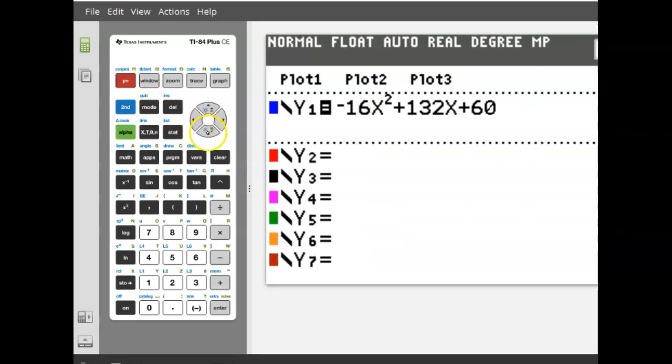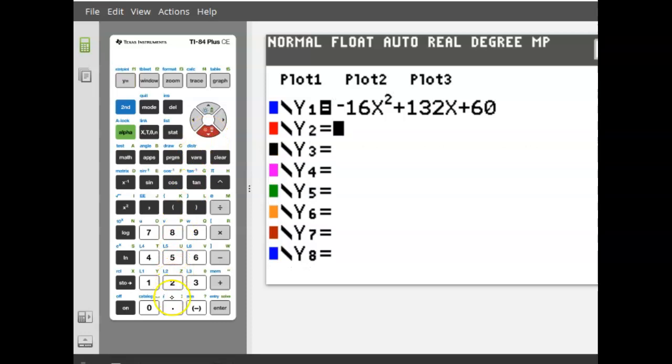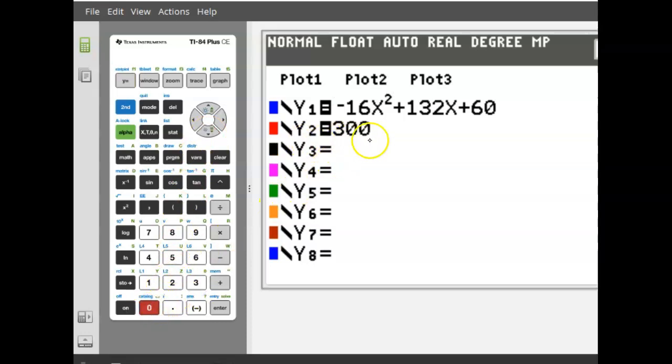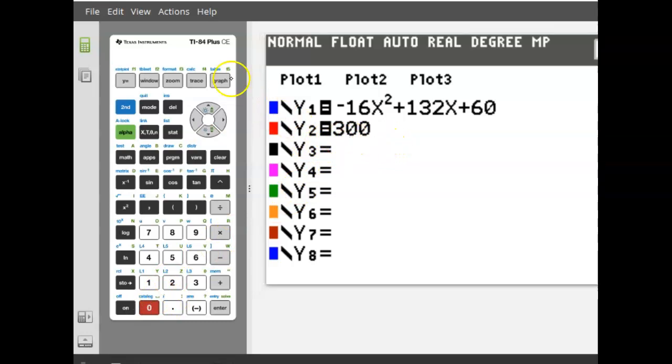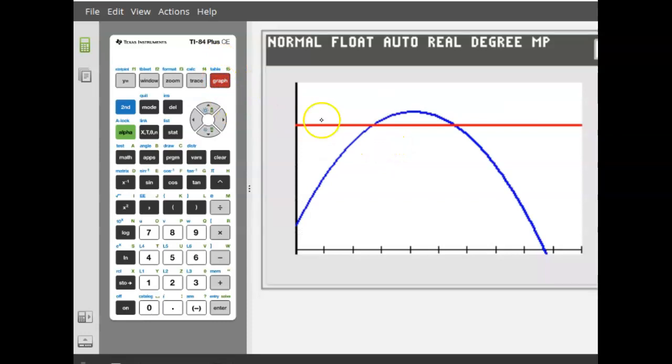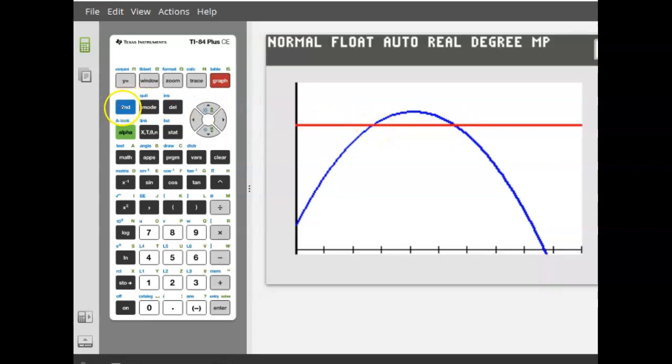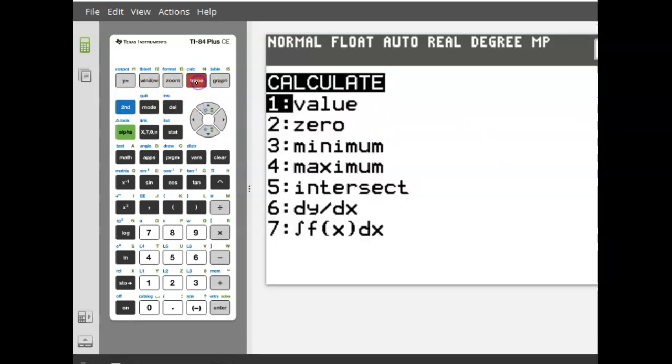I want you to go back to y equals, and we are trying to find where it hits 300. So can you put just 300 in another one of your blanks here? And then graph it. Now, it hits 300 twice, right? How do we find those now? Does anybody remember? Yes, it's the intersection point now.